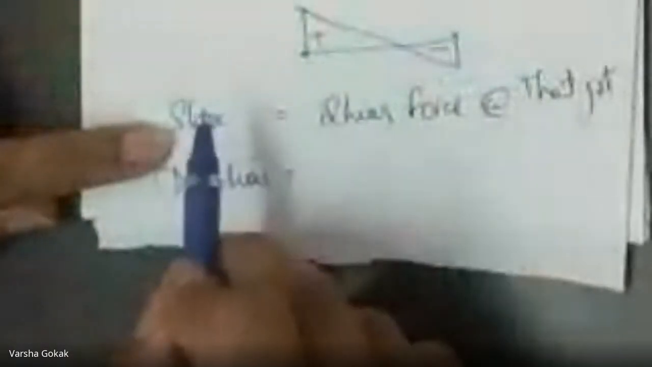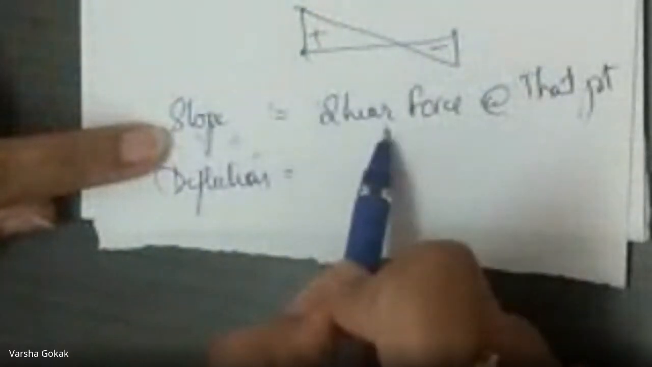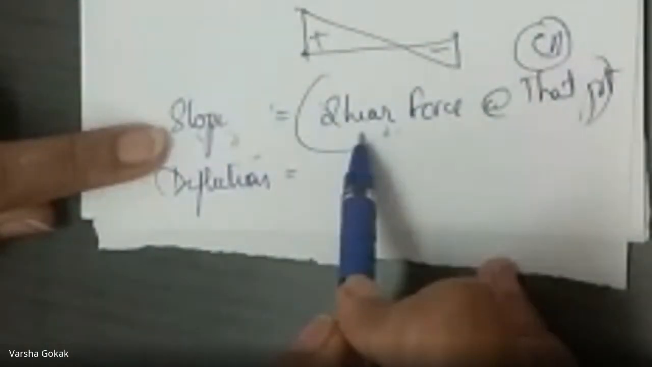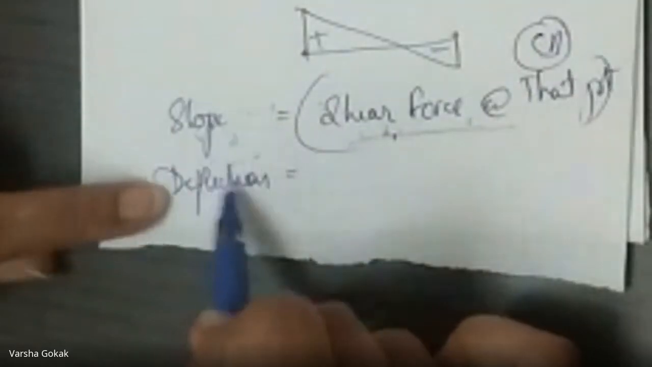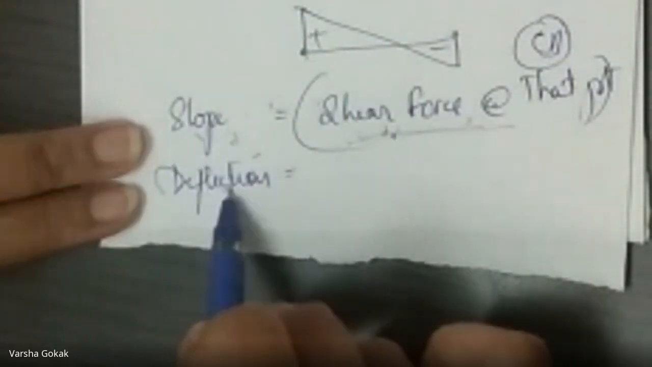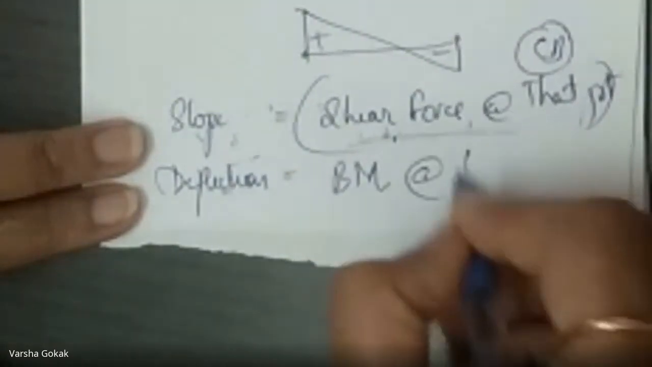If they ask you to find the slope at a particular joint or support, that means I need to find the shear force at that particular point of the conjugate beam. The shear force of what? Of the conjugate beam. That is, first I need to draw the shear force diagram and bending moment diagram for the real beam. From that I draw the conjugate beam, and on the conjugate beam I locate the shear force at that point; that is the slope. And how do we find the deflection? Deflection is theorem 2. The deflection at any point of a beam is equal to the bending moment at the corresponding point.